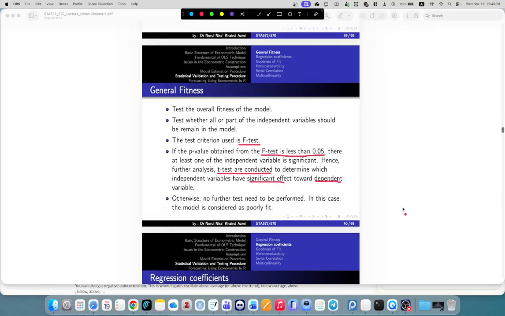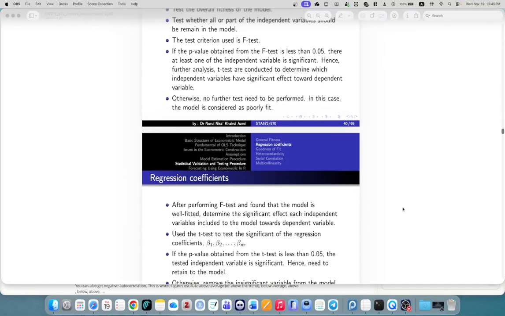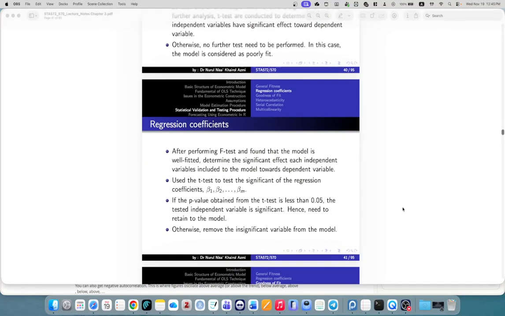Okay, and then after we perform the F-test, we perform the t-test, and based on the t-test, we can distinguish which variable is significant.